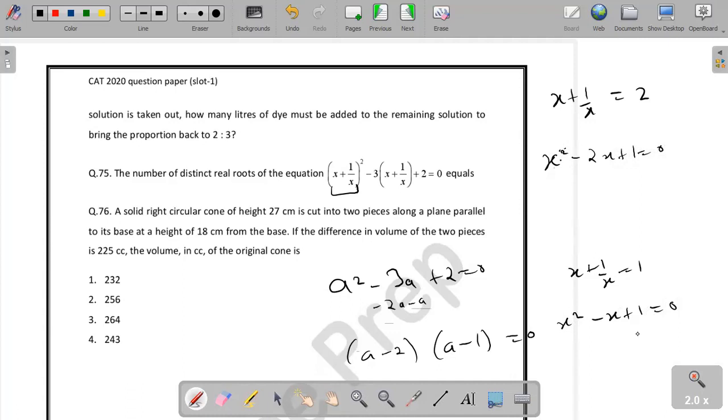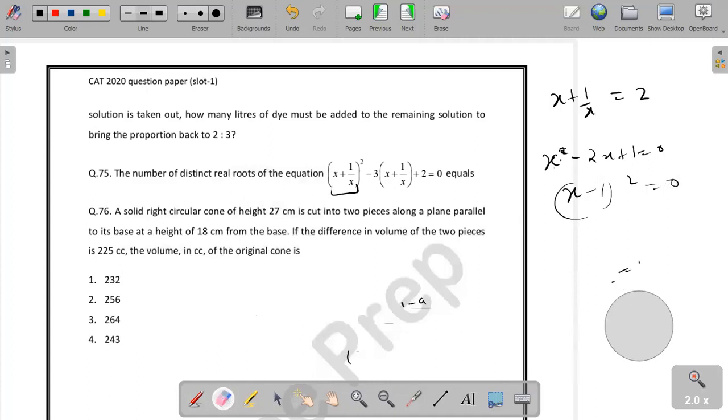As I'm receiving b square minus 4ac is equal to 0, it would have only one solution. And this equation would not have any solution. So if I solve this equation, x minus 1 square is equal to 0, so x is equal to 1. This is the only solution. 1 should be the answer.